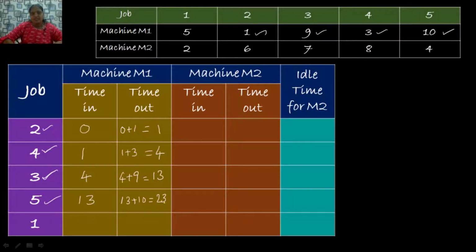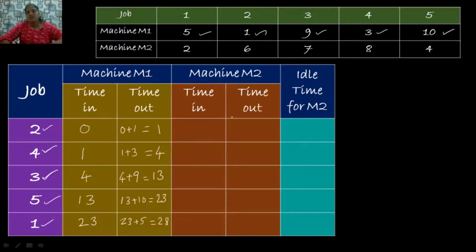Next, the time out of job 5 is the in time of job 1. So 23 is the in time of job 1, and for job 1 it needs 5 hours of processing time. So 23 plus 5, 28. So we have completed the processing time on machine M1 for all the 5 jobs.